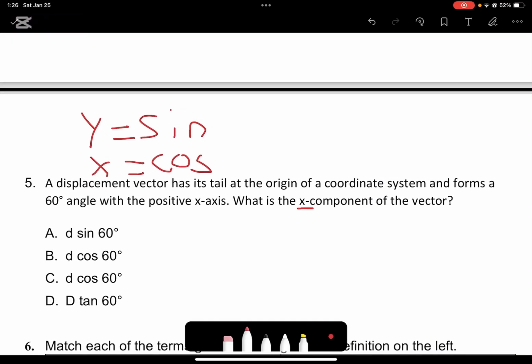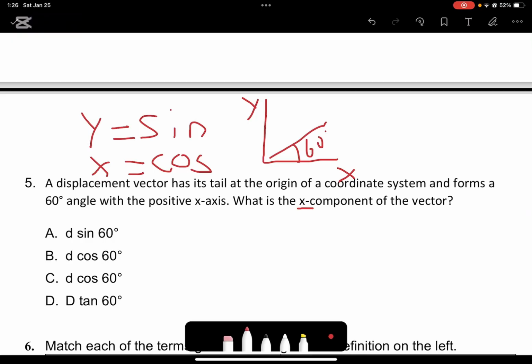So imagine you drew a graph and a 60-degree angle. Wait, 60-degree angle. Yup, 60 and x, y.